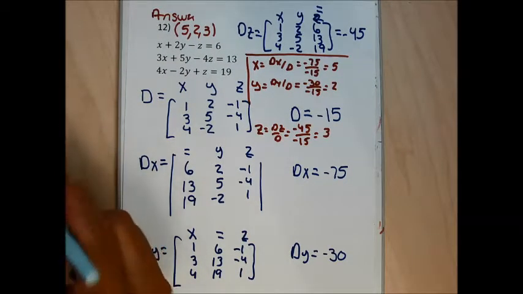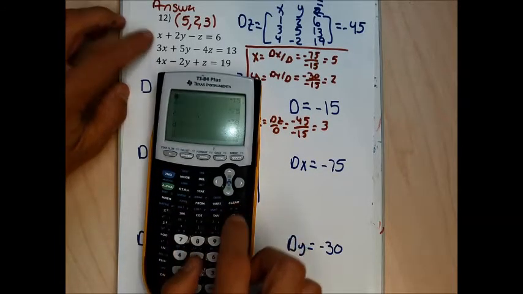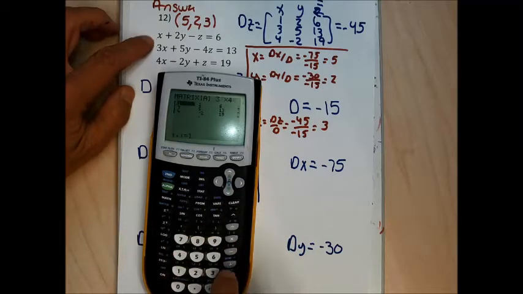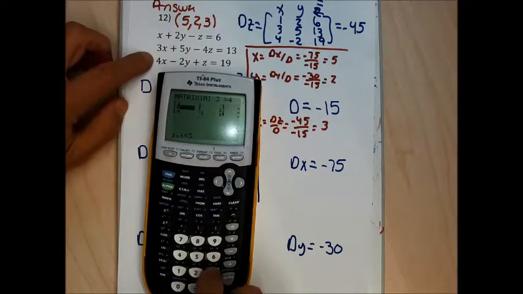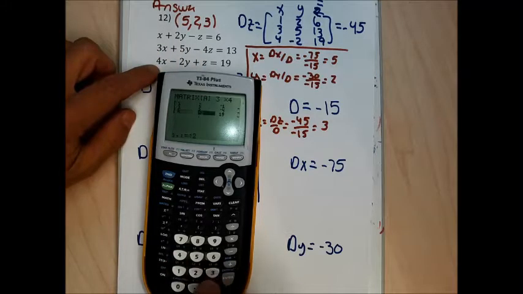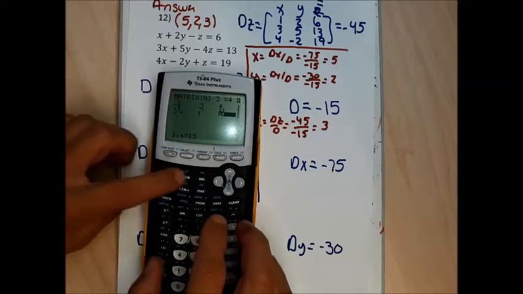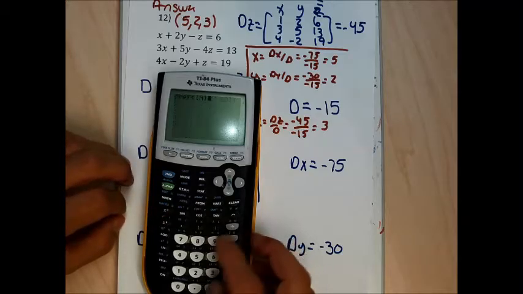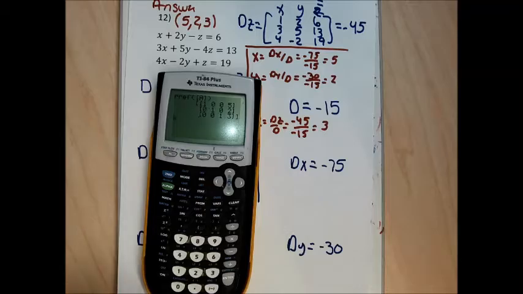Let me enter a matrix and do RREF to make sure I haven't made a mistake. So the matrix I'm going to enter is going to go second matrix, edit. It's going to be a 3 by 4 matrix. 1, 2, negative 1, 6, 3, 5, negative 4, 13, 4, negative 2, 1, and 19. Second quit, second matrix math, RREF, second matrix names. I see 5, 2, and 3 right down that column, so I know my answer is right.